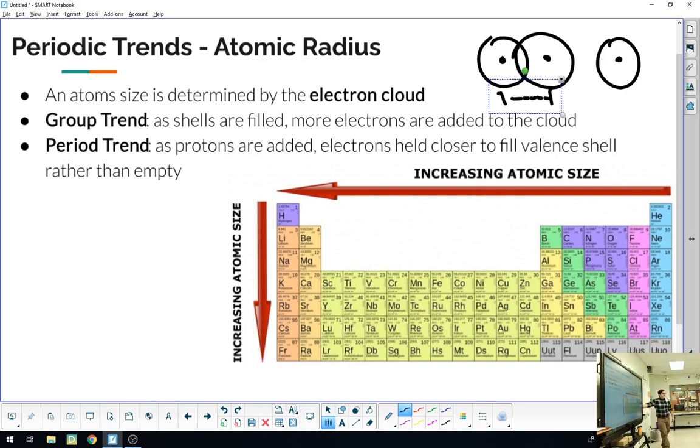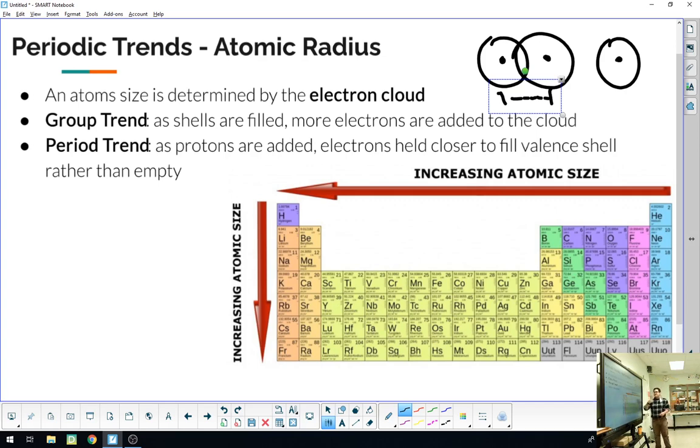So if we were to go out to the football field, and I were to put a quarter on the 50-yard line, that quarter would be the nucleus. That's all our protons and neutrons. The electron cloud would be the football field. That's how big and how wide those electrons like to swing. So what the electrons are doing determines how big or how small the atom is. So let's look at the group trend.